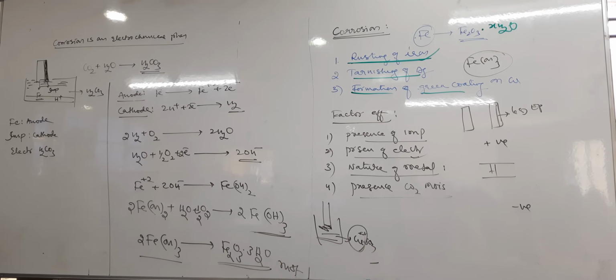3. Nature of metal. The metals which are present below hydrogen in the electrochemical series are more electropositive and more reactive. Hence they can be corroded easily.